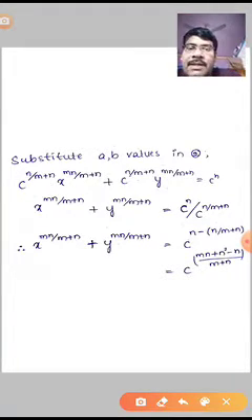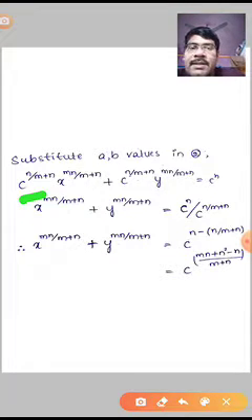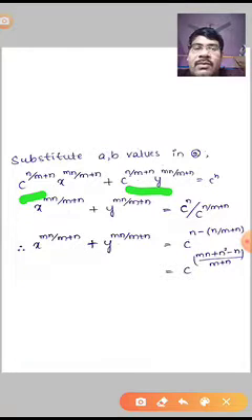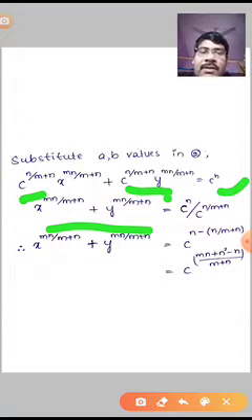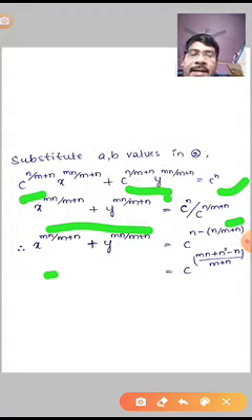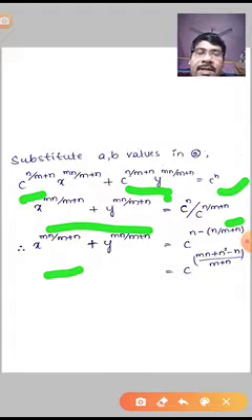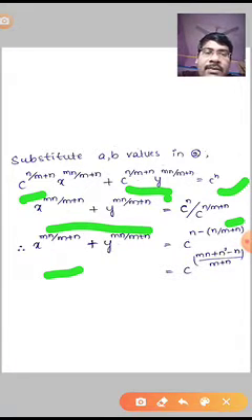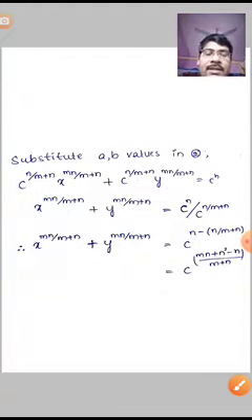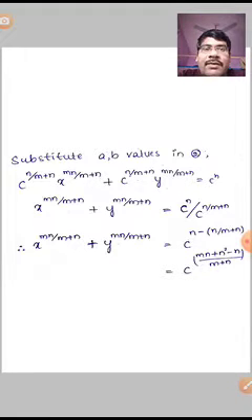Here that is c power n by m plus n x power mn by m plus n plus c power n by m plus n into y power mn by m plus n is equal to c power n. Here simplify it, x power mn by m plus n plus y power mn by m plus n is equal to c power mn plus n square minus n by m plus n. Yeah, this is the required equation of the envelope of the family of two parameter curves connected by a relation.